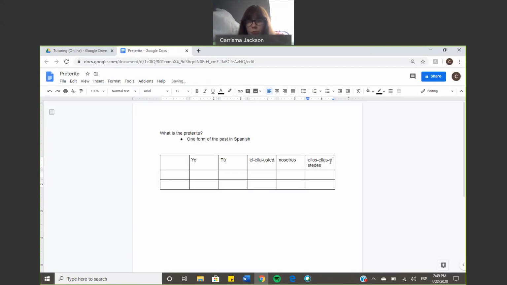Some professors will have you use vosotros. None of mine ever have. So if that is the case for you, you can feel free to set up an appointment with me and we can learn those vosotros endings, but for the majority of the time, you probably will not have to use vosotros. So the AR endings are é, aste, ó, amos, and aron. And the yo ending for IR or ER is going to be í, iste, ió, imos, or ieron.